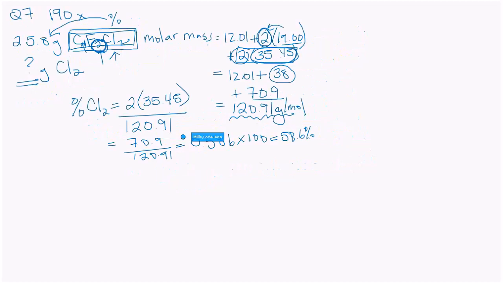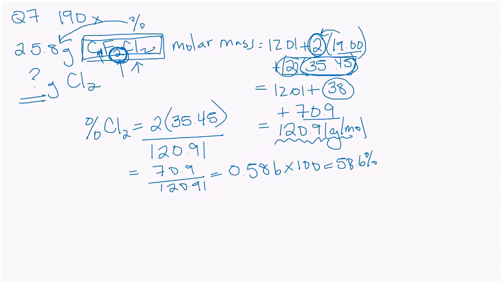That gave me the decimal 0.586. To change that into a percentage, you always multiply decimals by 100. So it tells me that 58.6% of this compound is chlorine. I'm almost there. The last thing I need to do is, if that compound always has 58.6% chlorine, and I'm given this 25.8-gram sample of that compound, and I want to know how much of that is chlorine, I'm going to multiply that by the chlorine percentage.